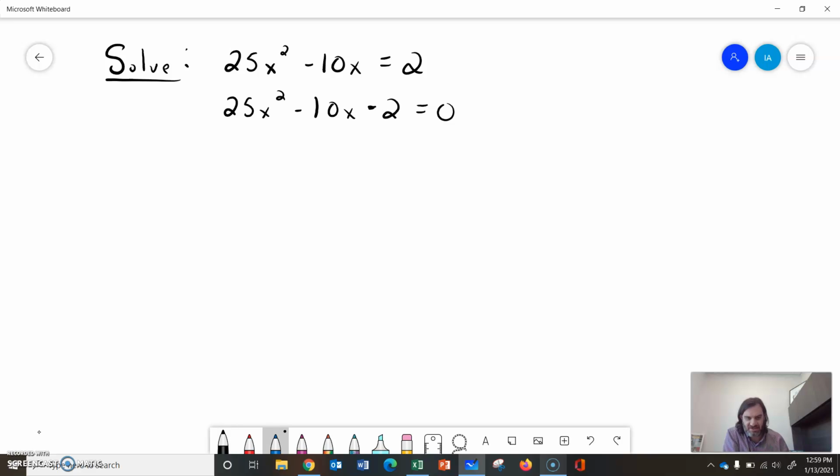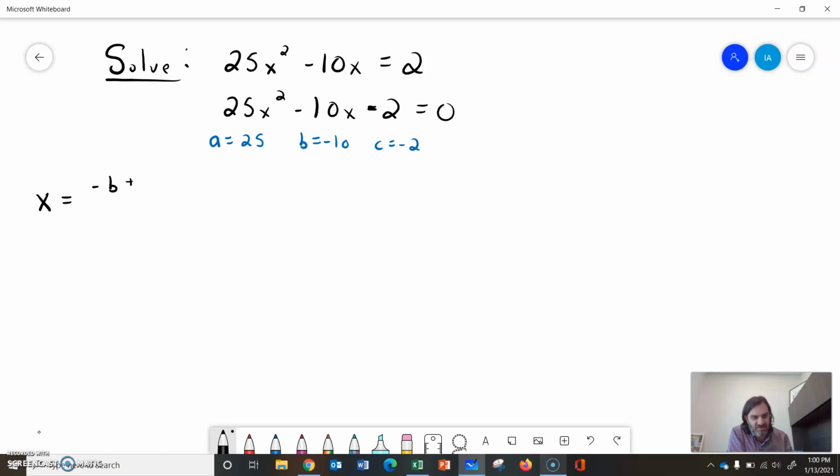And from there, we can identify the correct A, B, and C for whatever we're going to do. The A will be 25, the B will be negative 10, and the C will be negative 2. So if we're going to use the quadratic formula, we want to make sure we're using a negative 2 instead of a positive 2 because of where it was.